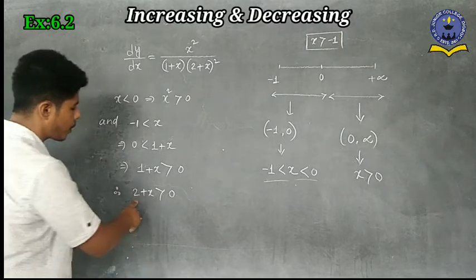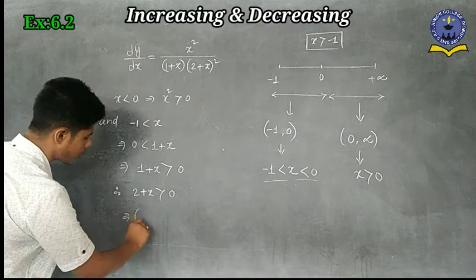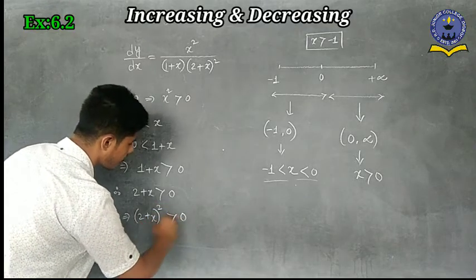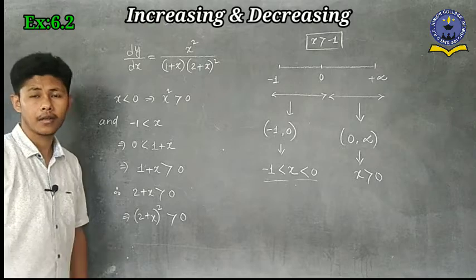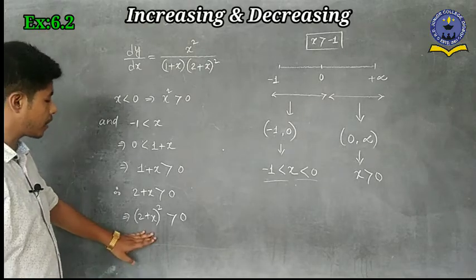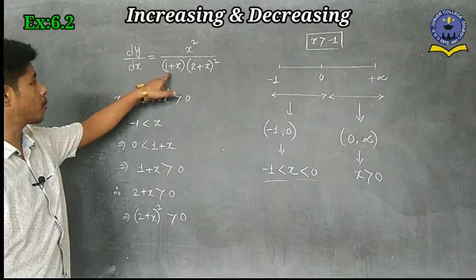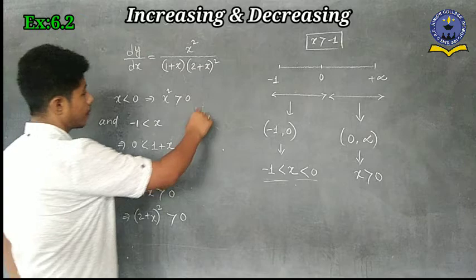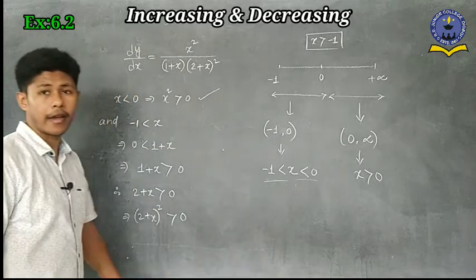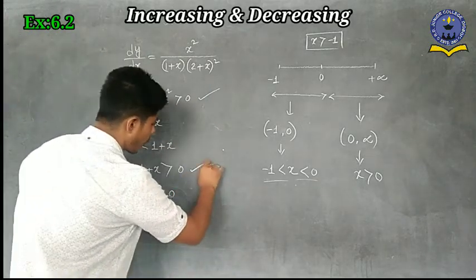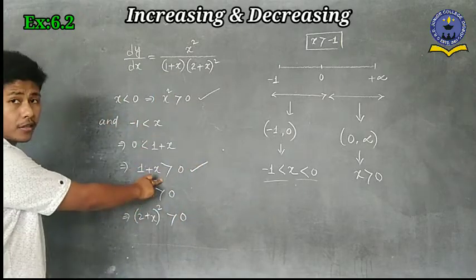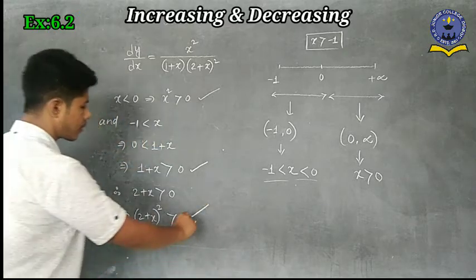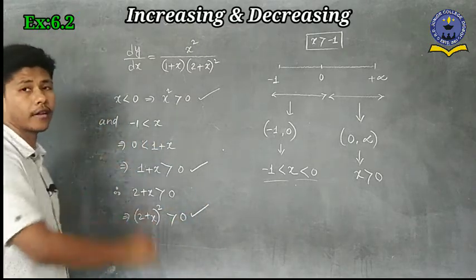So if 2 plus x is greater than 0, this implies their square is obviously greater than 0. So 2 plus x whole square is greater than 0 here. Is it clear? Understood this one? So why have we done this one? If you see the question, x square, 1 plus x, 2 plus x whole square we need. So now x square is greater than 0. At first we get 1 plus x is greater than 0. And now the third one, we get 2 plus x is also greater than 0.